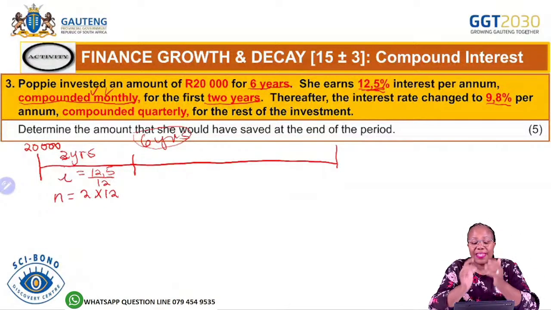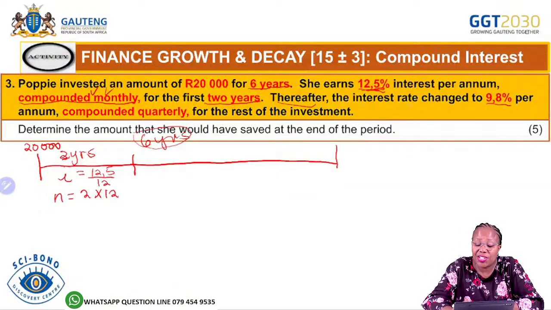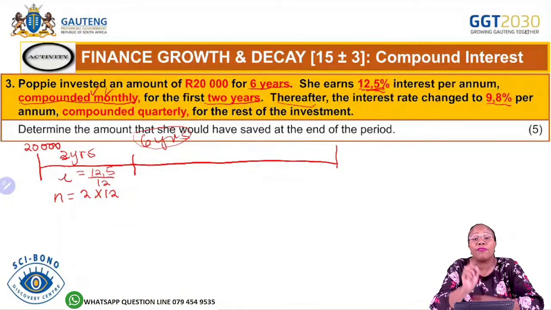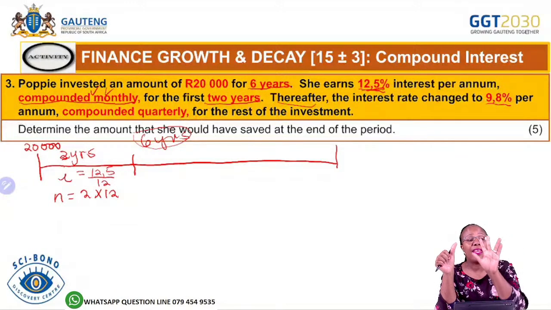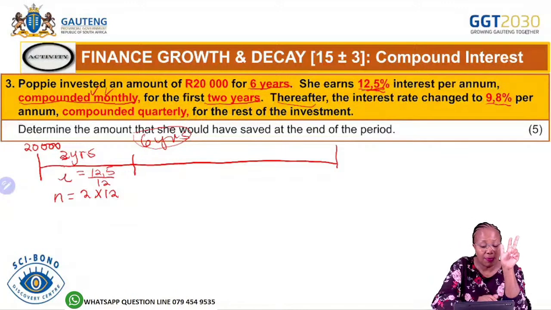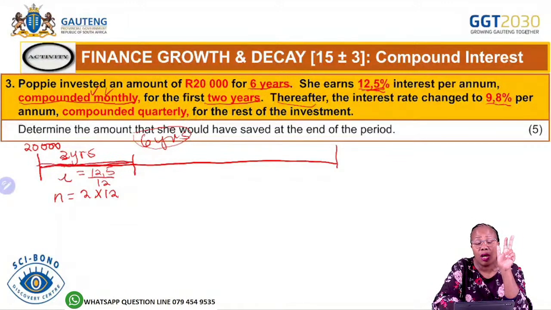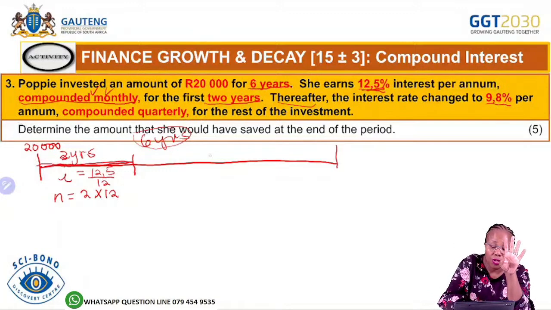Okay. And then thereafter, after that 2-year investment, the interest rate changes to 9.8% per annum, compounded quarterly for the rest of the investment. Remember, the total investment is for 6 years. For 2 years, we have dealt with that because we have indicated within this period what is happening. So out of the 6 that we are having, we have dealt with 2. That means we are left with 4 years now.